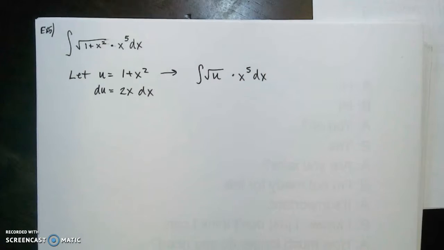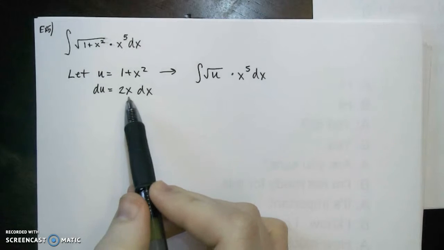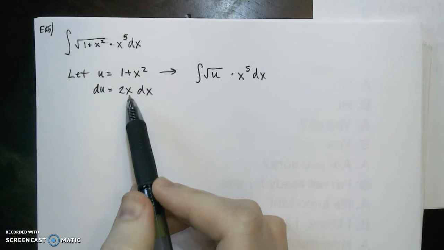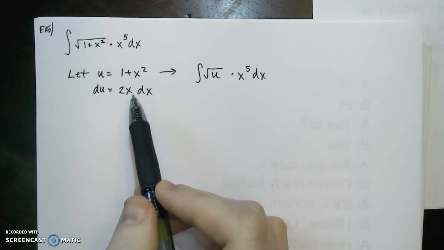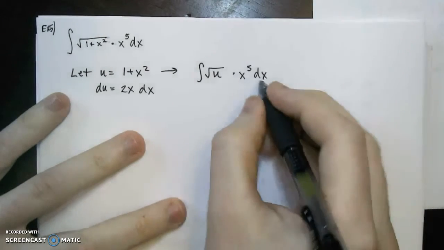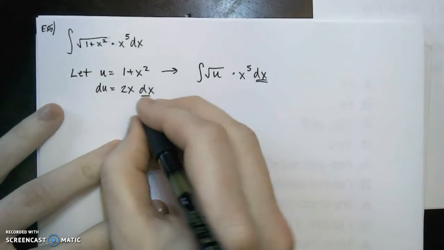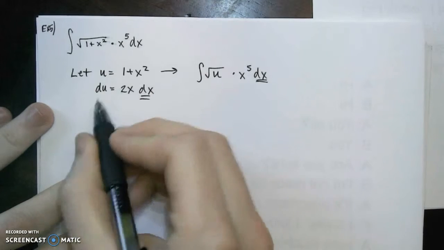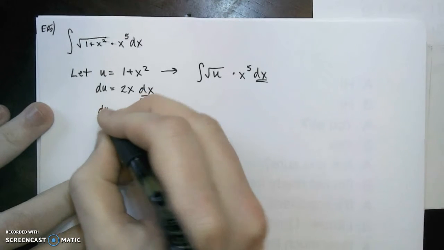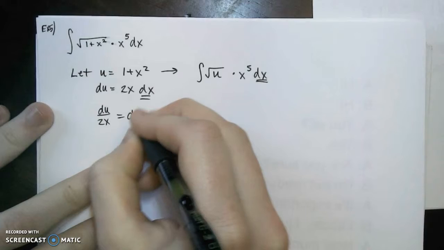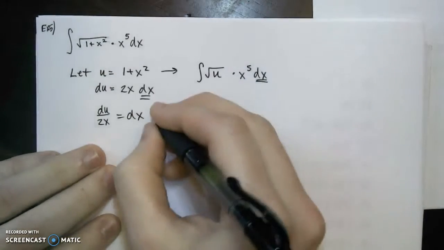And then I want to get rid of my x to the fifth dx. The problem is that I don't have an x to the fifth dx. So instead, what I did was I just solved for dx first, got rid of that. So if I solve for dx, I would divide that. Okay, so now I've got dx that I can fill in.